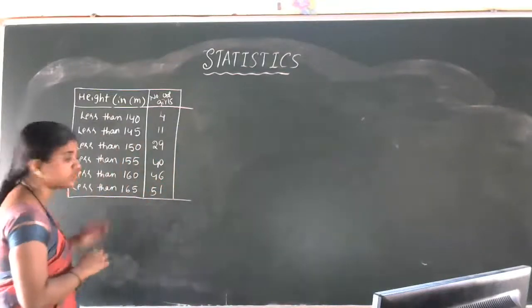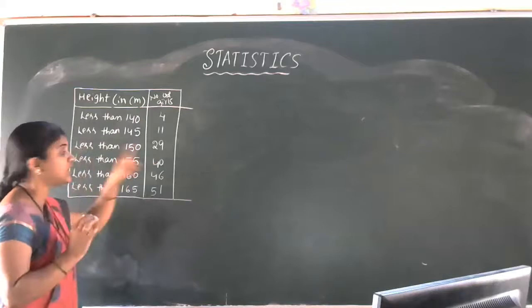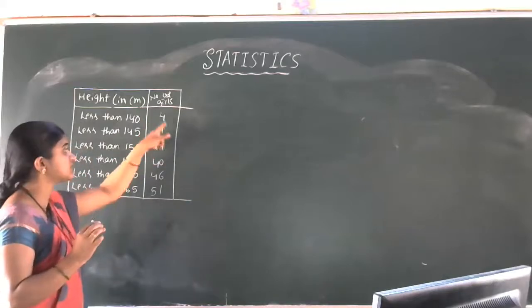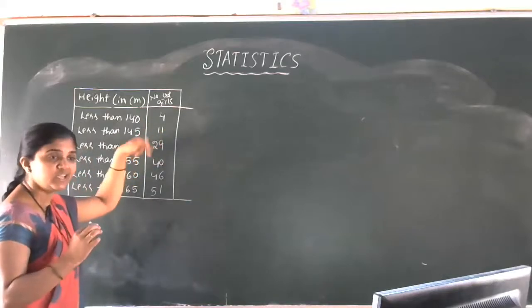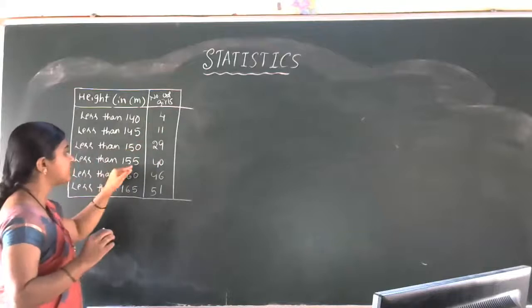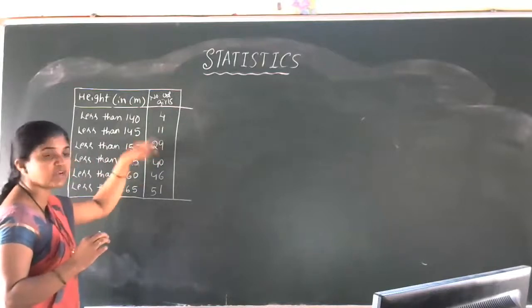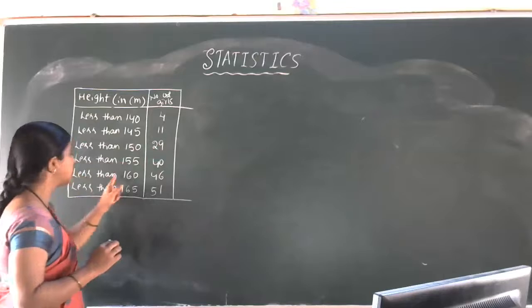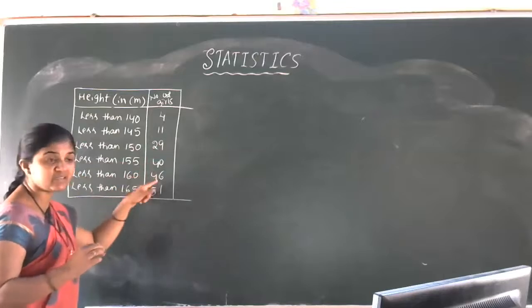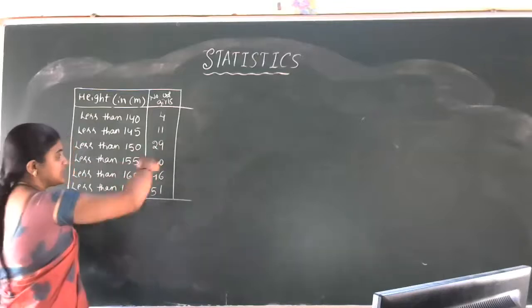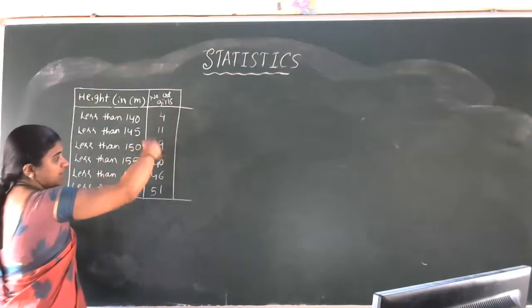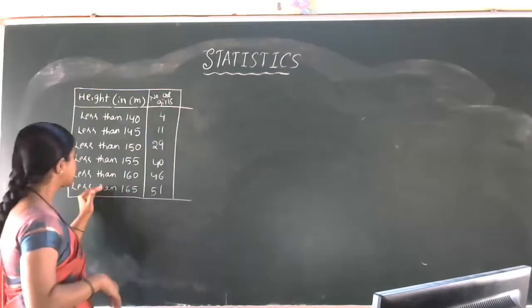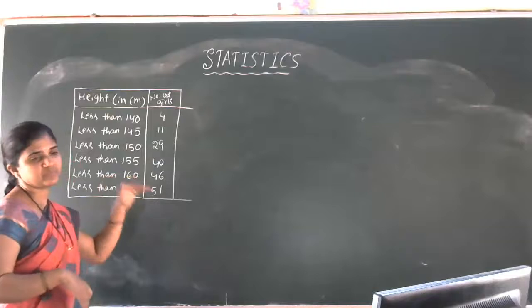Got the idea of this one? Next, less than 150, 29. Again, the earlier ones are covered. Then less than 155. Next, less than 160, 46, which covers the earlier ones as well. Next, less than 165 is 51.